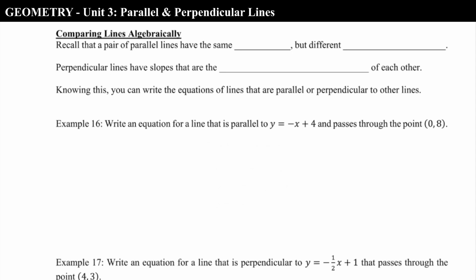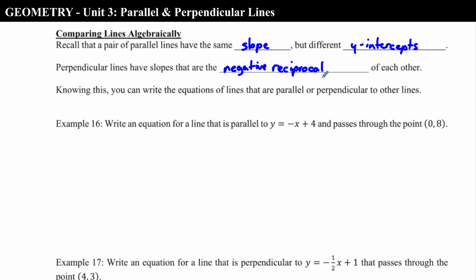Now let's compare lines algebraically. So we're going to pull geometry back into this and start talking about parallel and perpendicular lines again. So recall, parallel lines have the same slope, but they have different y-intercepts. And perpendicular lines have slopes that are the negative reciprocal. Knowing this, you can write the equations of lines that are parallel or perpendicular to other lines.